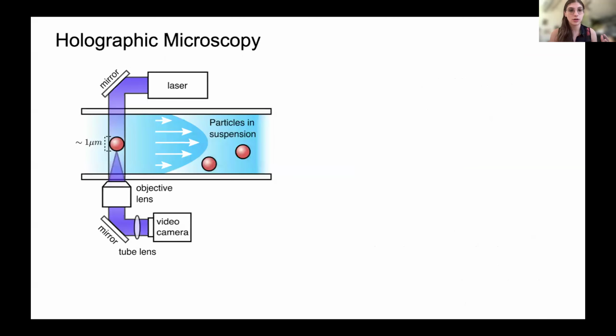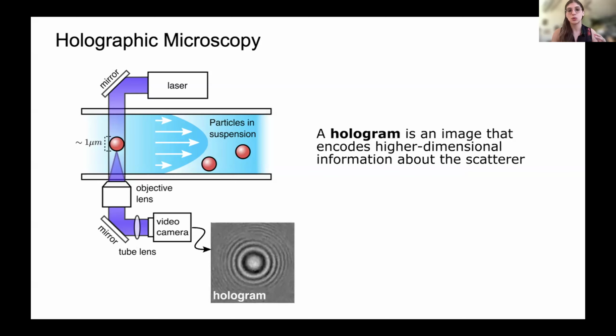The way that it works is we take particles in suspension and put them in a lab slide, and then we shine collimated laser light down into this suspension. Any particles that are in the suspension will scatter the light, and these are particles that are about a micron in size. Then that scattered light gets fed through an objective into a video camera to produce a hologram like this one. For the purposes of this talk, what I mean by hologram is that it's an image that encodes higher dimensional information about the scatterer.